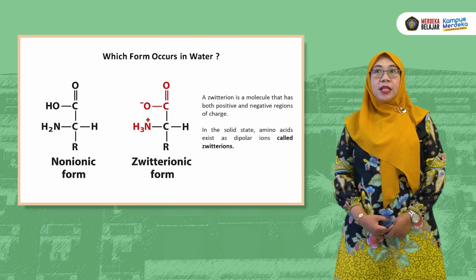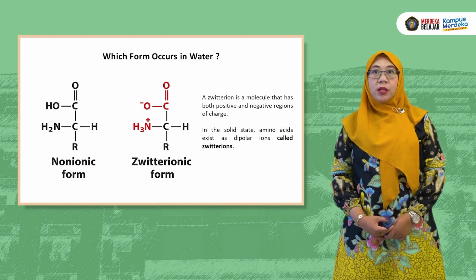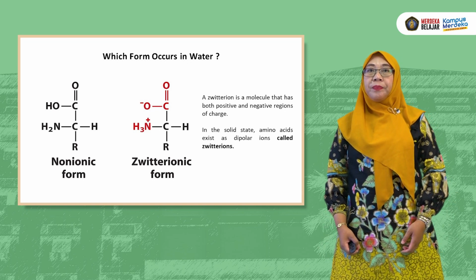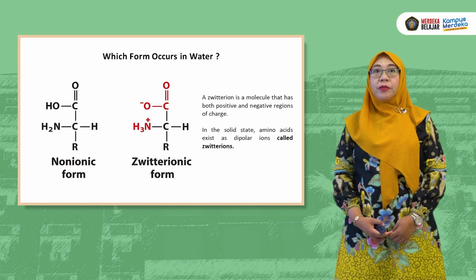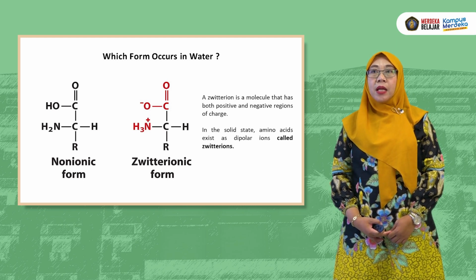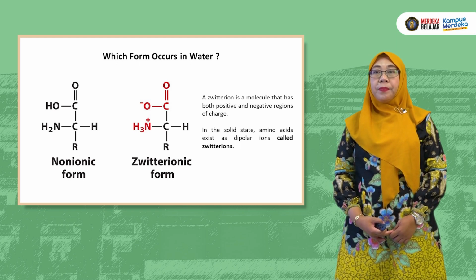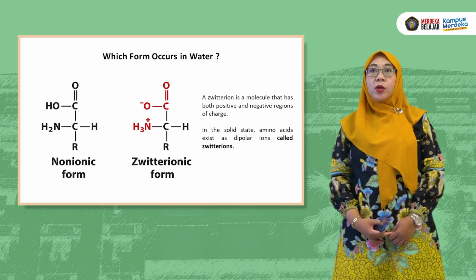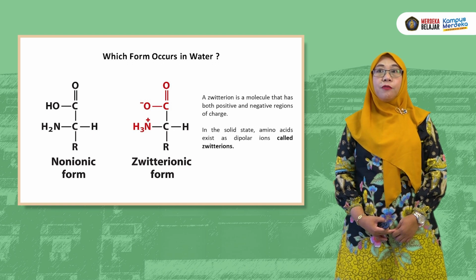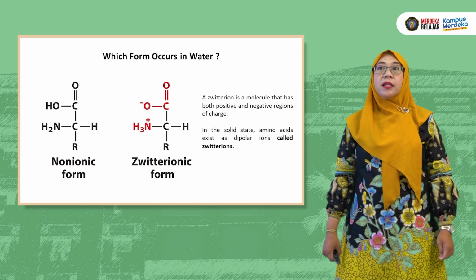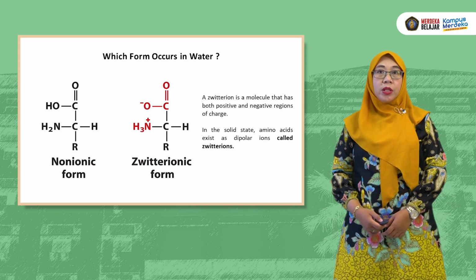Amino acids are basically dissolved in water. When dissolving in water, which form occurs? For the basic structure of amino acids, they have a non-ionic form and a zwitterionic form. A zwitterion is a molecule that has both positive and negative regions of charge. In the solid state, amino acids exist as dipolar ions called zwitterions.